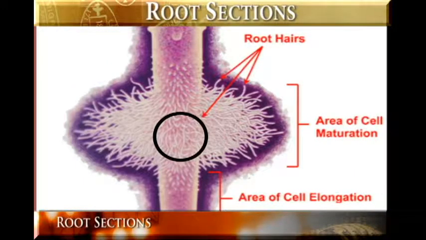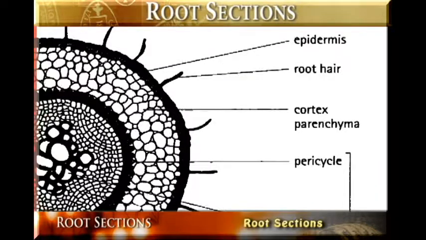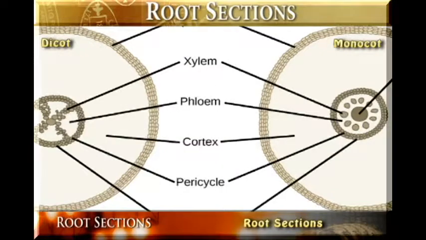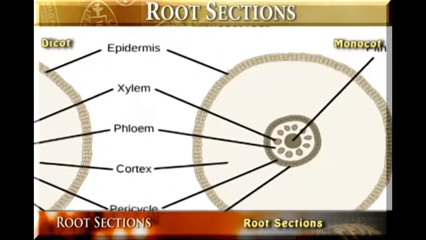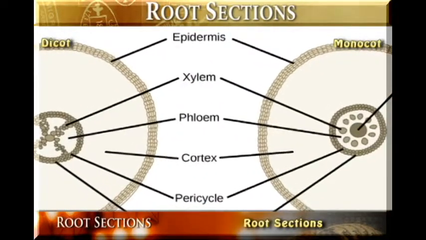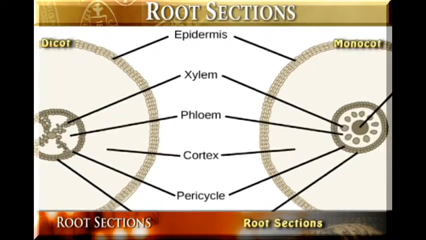Now we want to look at also the root system of the dicotyledonous plant and compare it with that of the monocotyledonous plant. When you look at these two systems, you will find that they are quite different. They may have similar components like the xylem, they have the phloem, they have the pith, they have the epidermis, they have the cortex, but the arrangement is very different.